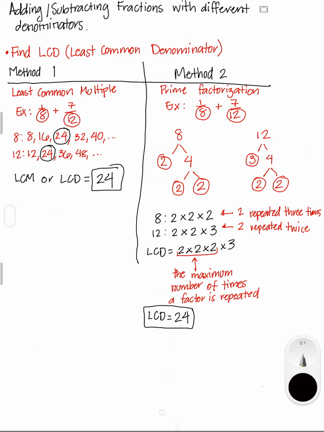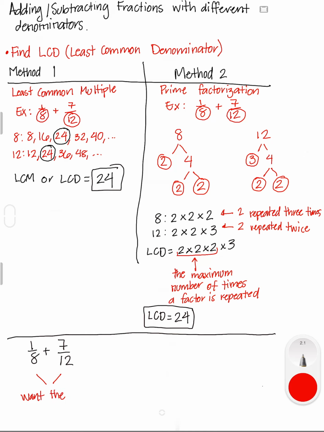Okay? So now I'm going to go ahead and add the two fractions. So let me put this line. We had 1 over 8 plus 7 over 12. Now we found out that the least common denominator is 24. That means we want the two denominators to be 24.